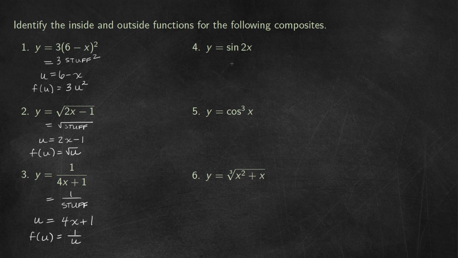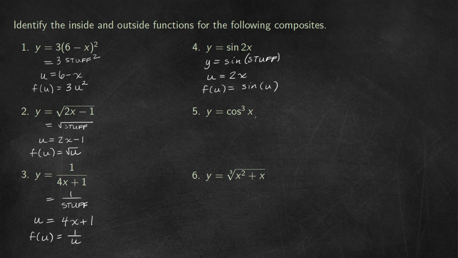Number 4, y equals the sine of 2x. So this is y equals the sine of stuff, the stuff being my inside function. So u equals 2x, 2x is my inner function. And then f of u equals sine of stuff, which is sine of u. My outside function is sine of u.